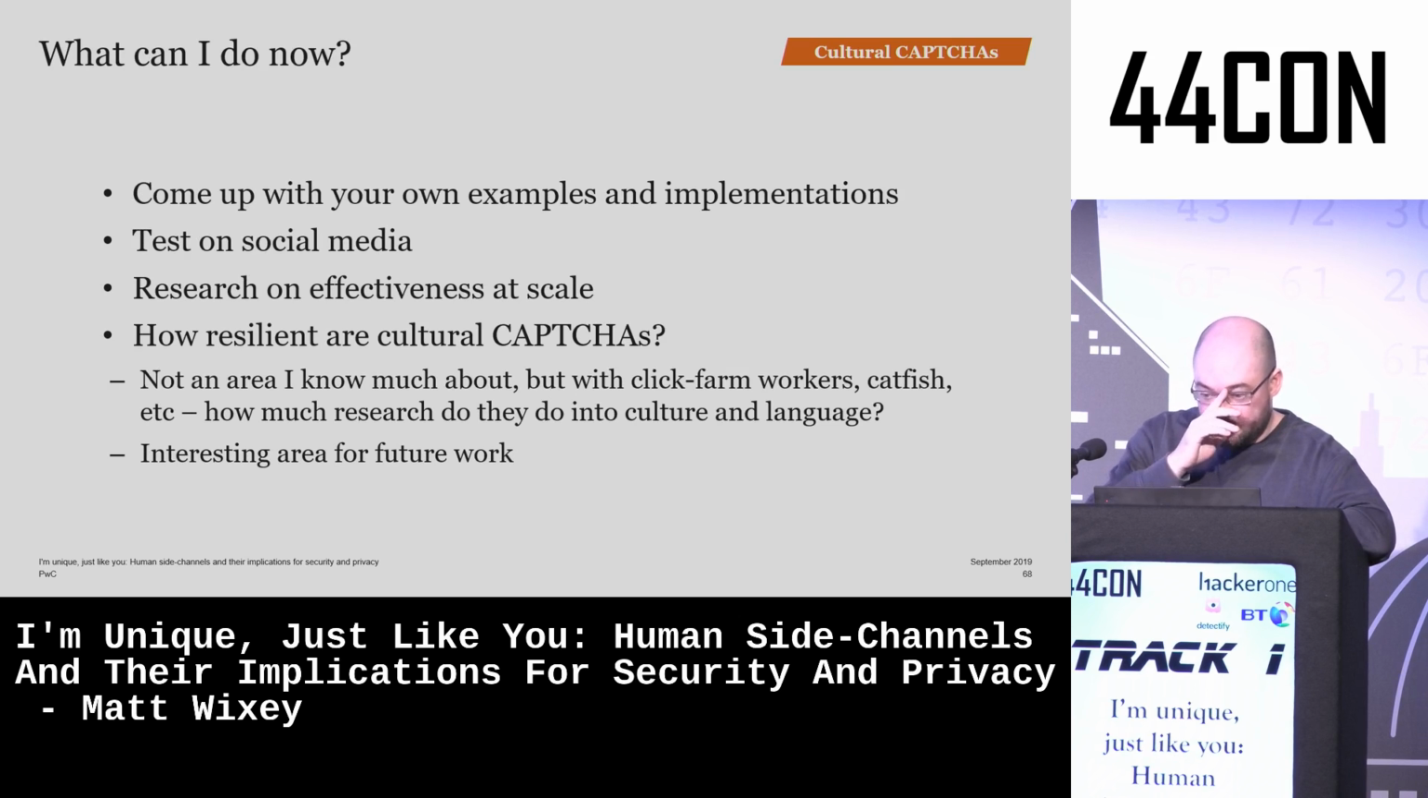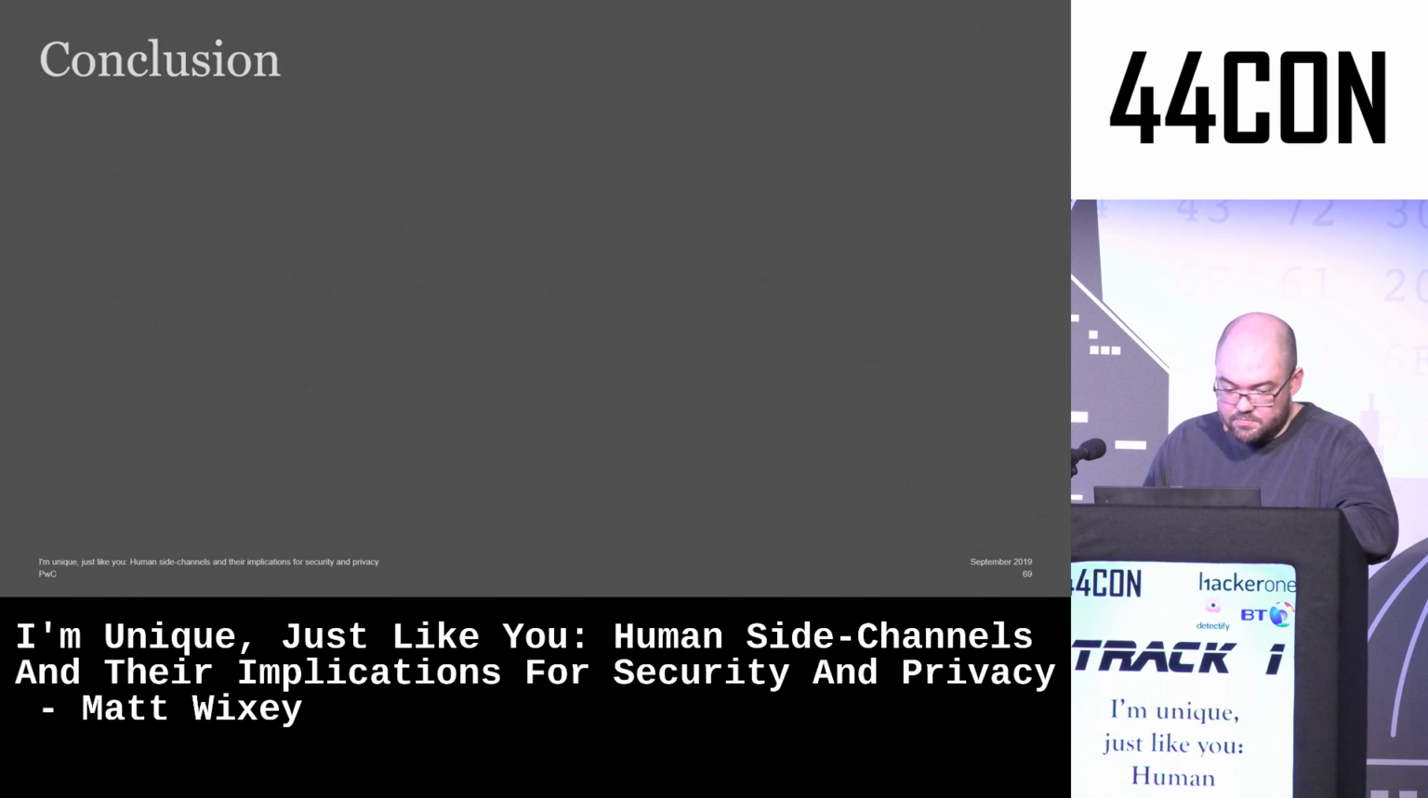And that's what I've put for the "what can I do now" of this particular part of the talk: for people to come up with their own examples, test them out on social media, see how effective they could be at scale, how resilient they are. And a really interesting side area of research, I think, for this particular part is with things like click farm workers, so people who are paid to run these kinds of social media accounts. How much research do they do into a particular country's culture and language, how much are they briefed by the people that are paying them, that kind of thing. So potentially that could be a really interesting area for future work.